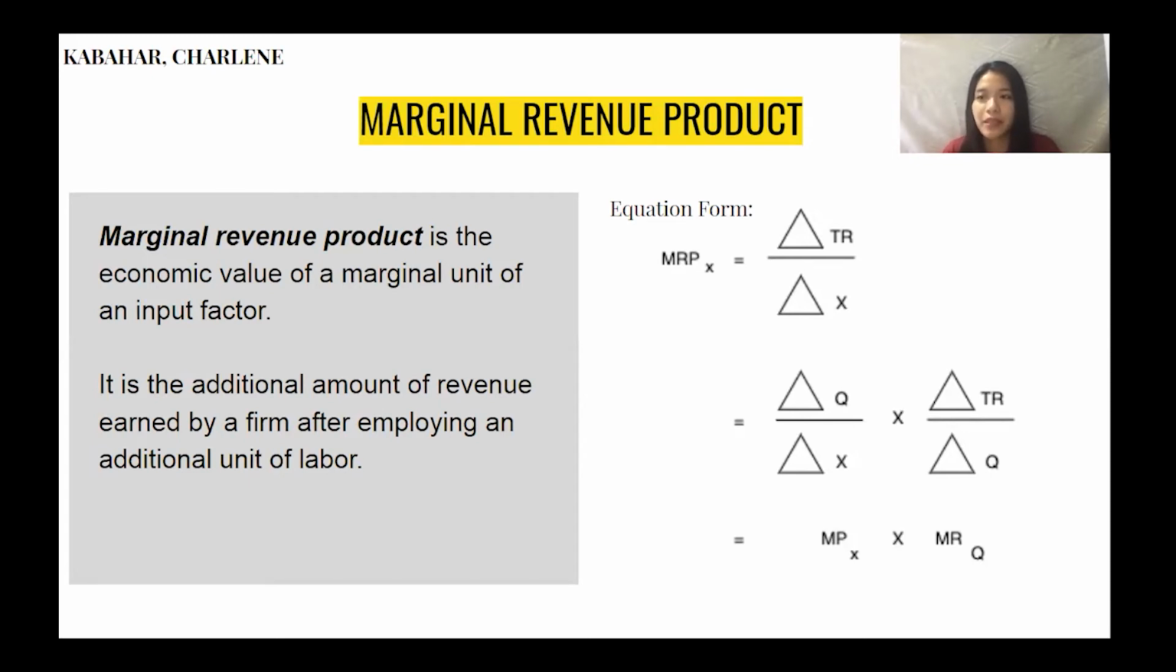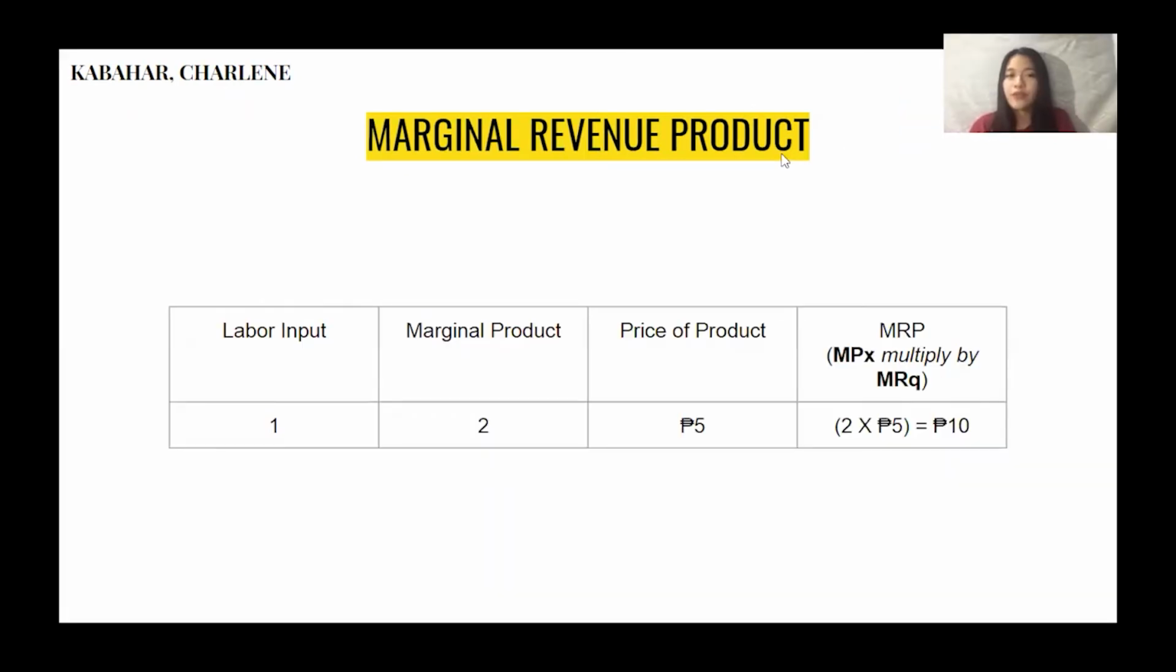In the equation, it shows that the MRPx is equivalent to total revenue divided by an input, and then broken down to quantity divided by an input times total revenue divided by the quantity, which can be translated into marginal product times marginal revenue. For example, if the addition of one worker generates 2 incremental units of a product that can be sold for 5 pesos each, in getting the MRP, we multiply the marginal product of 2 units times the marginal revenue of 5 pesos, in which we get the marginal revenue product of 10 pesos.